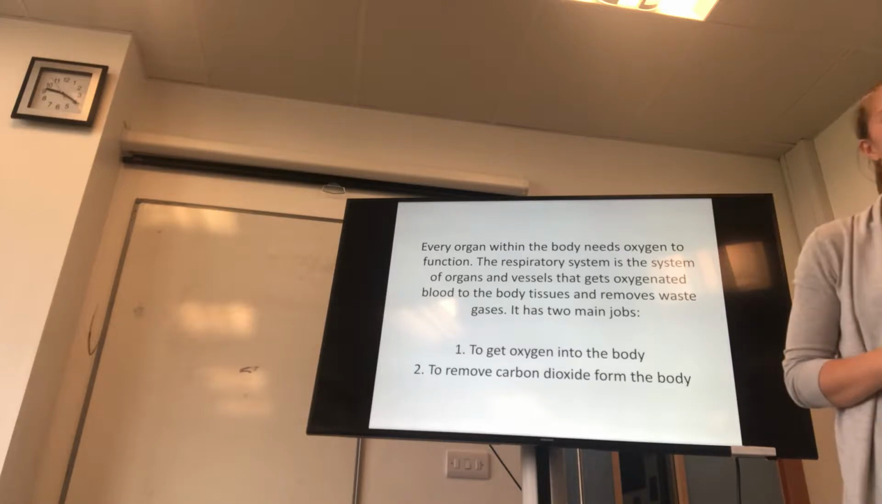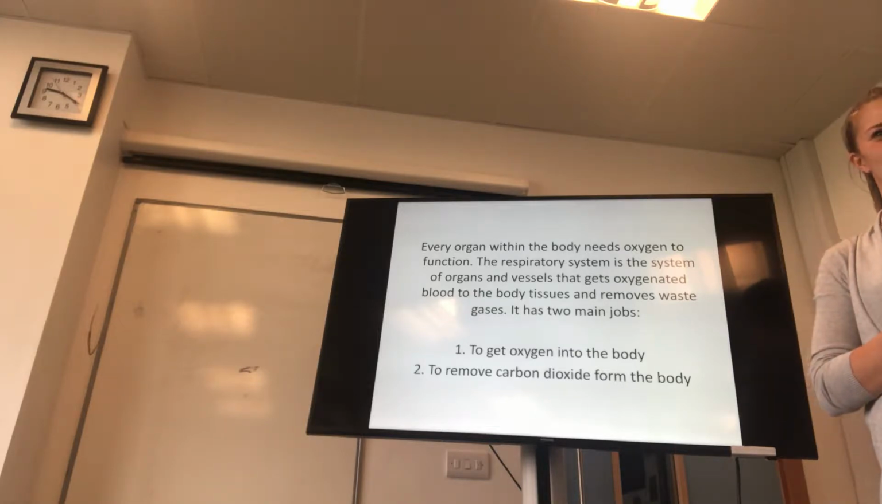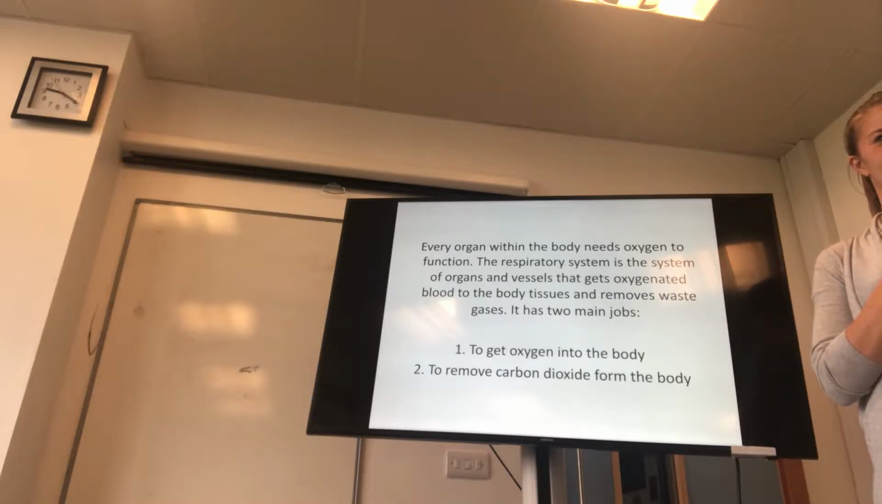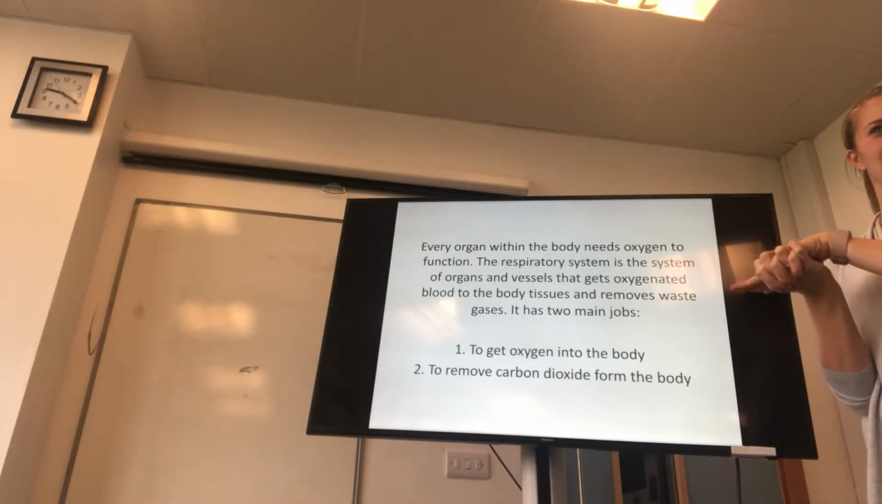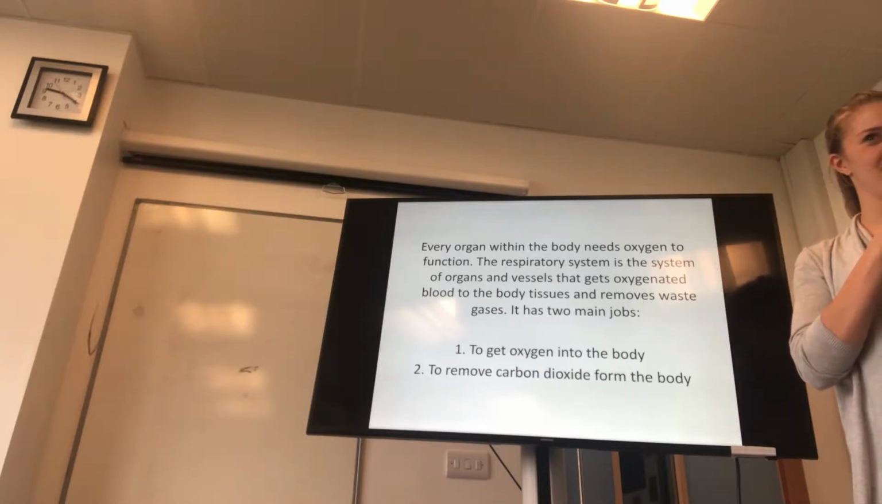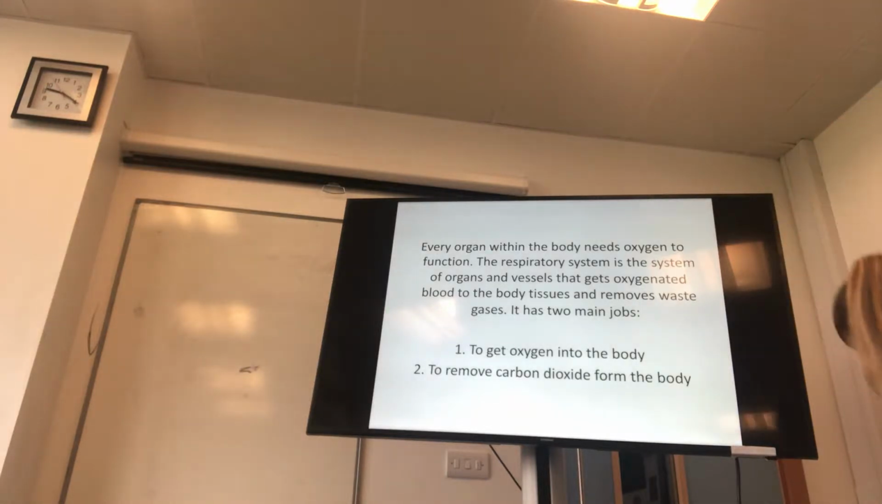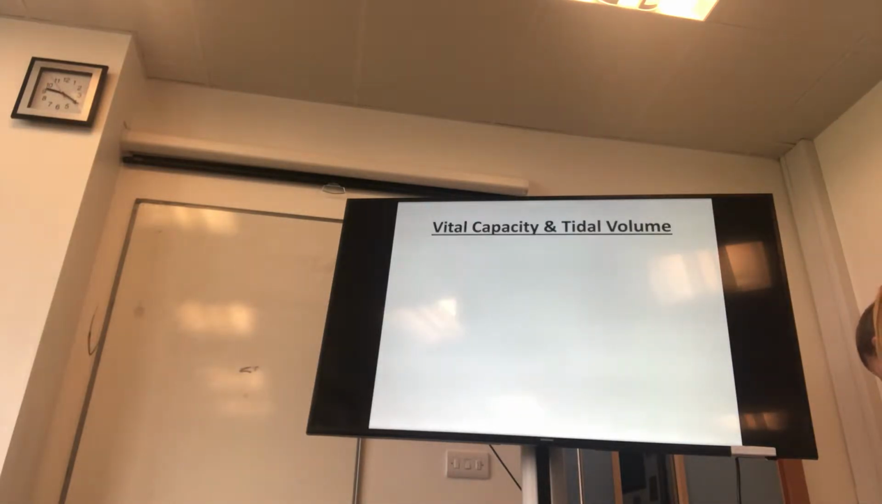What's the percentage of inhaled oxygen? 20%. And exhaled? 16. Inhaled carbon dioxide is 0.4, and then exhaled air is 4, perfect. Remember that because we're going to come back to it at the end.